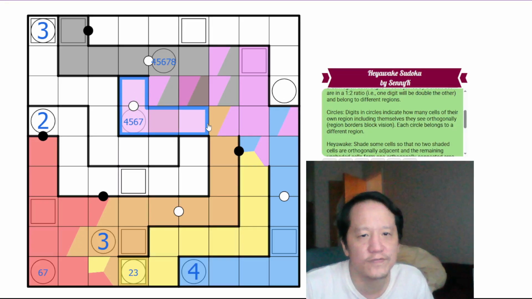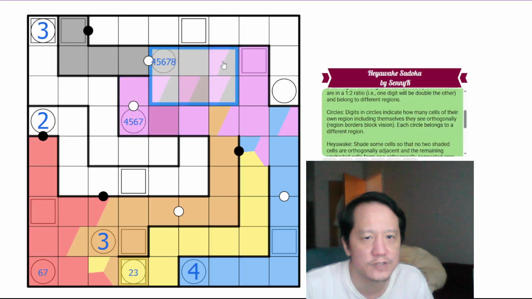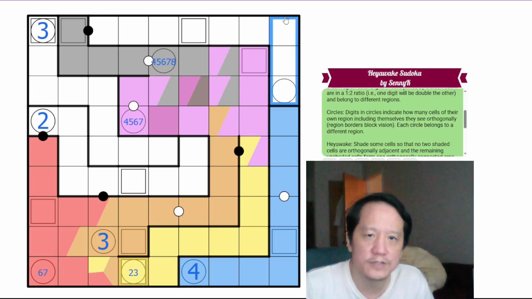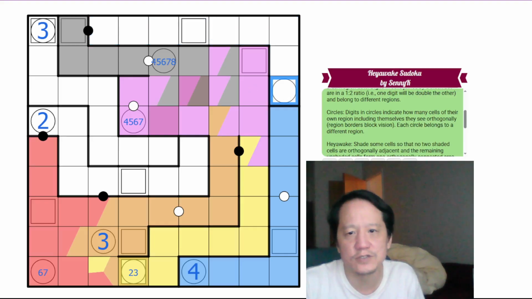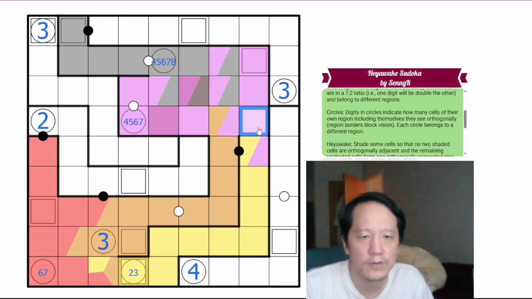1, 2, 3, 4, 5, 6, 7, 8, and 9. But then the problem is this is 1, 2, 3, 4, 5, 6, 7, 8, 9, 10 as a region, which is not allowed. So pink cannot go here, which means this is blue, which means this can't be blue here. So this is done as a region. This sees 3 cells, so that's 3. Blue is done as a region, so we don't need blue.